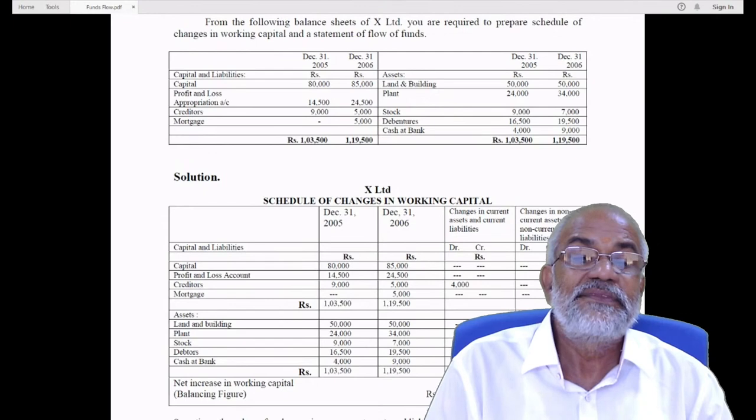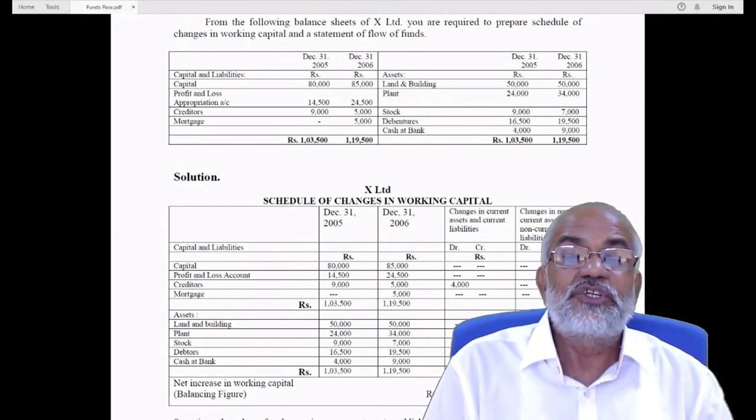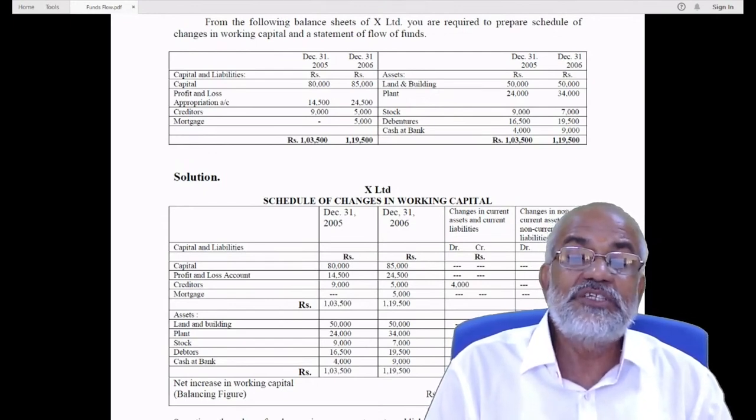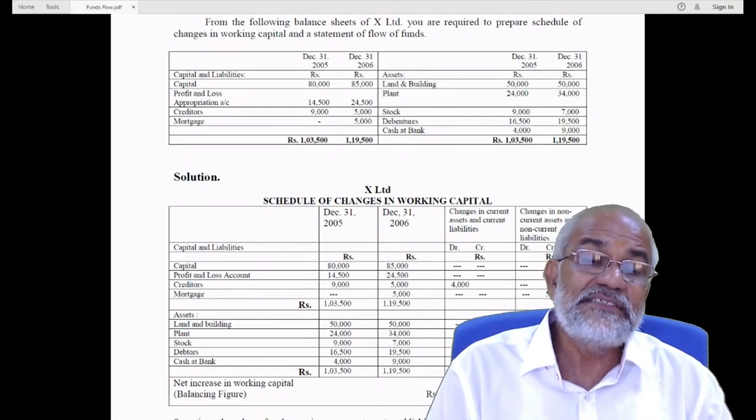This is plant. Then stock. Stock was 9,000 at the beginning and 7,000 at the end. But what is its character? Is stock a current or non-current item?